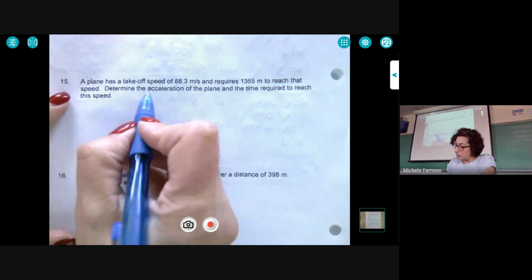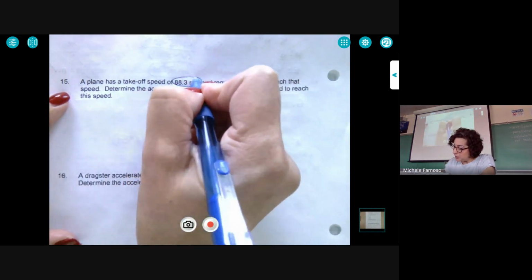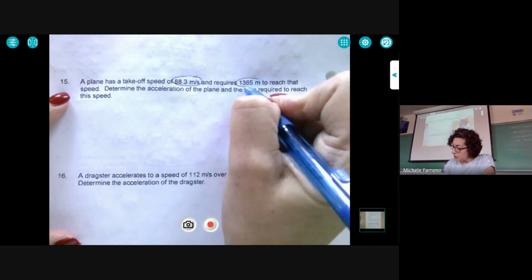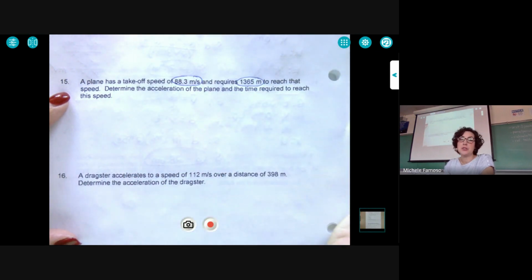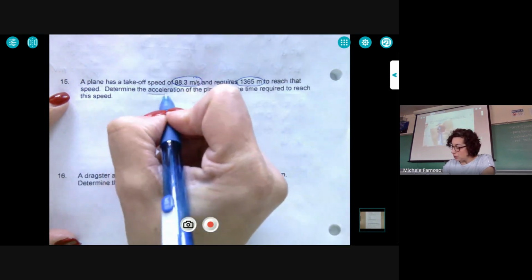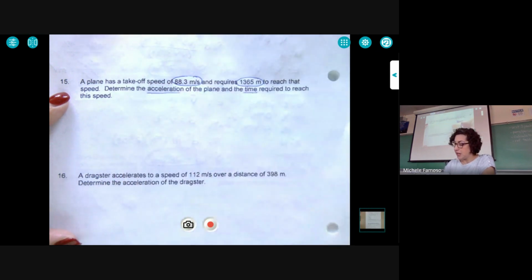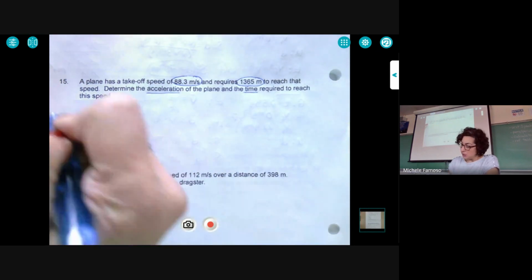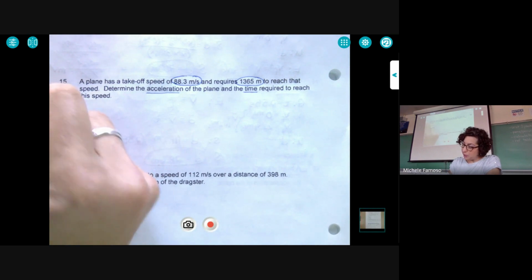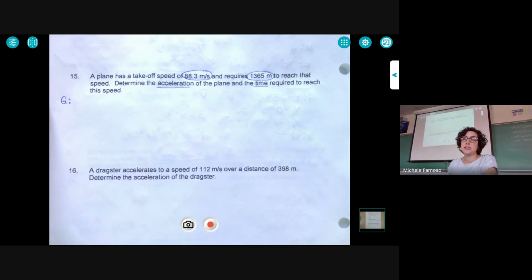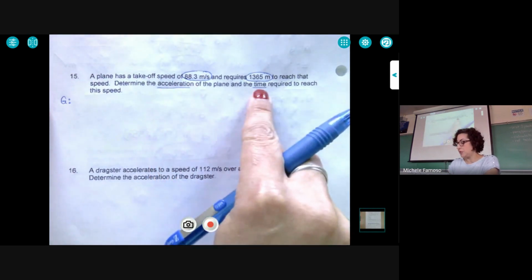We have a plane with a takeoff speed of 88.3 meters per second. It requires 1,365 meters to reach that speed. I want you to find the acceleration and the time to get to that speed. Based upon what we learned yesterday, we're going to make a common givens list that can be tackled to find both of these things.